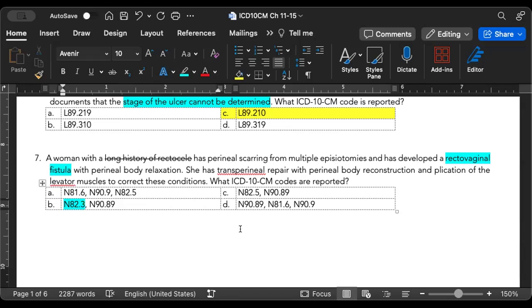Okay. Now, we also need to code the perineal scarring, because that perineal scarring is still present and it has caused the rectovaginal fistula. So that's why we should code it second. So we'll go to main term scar.